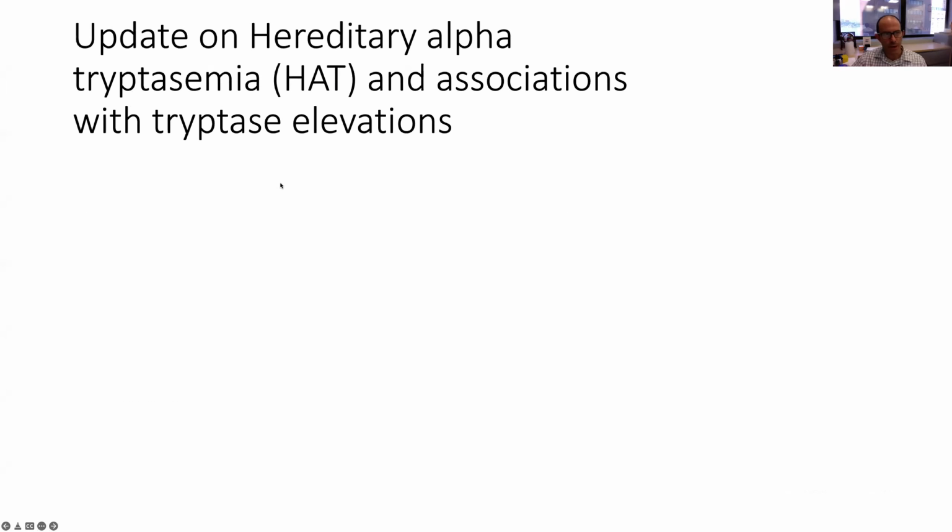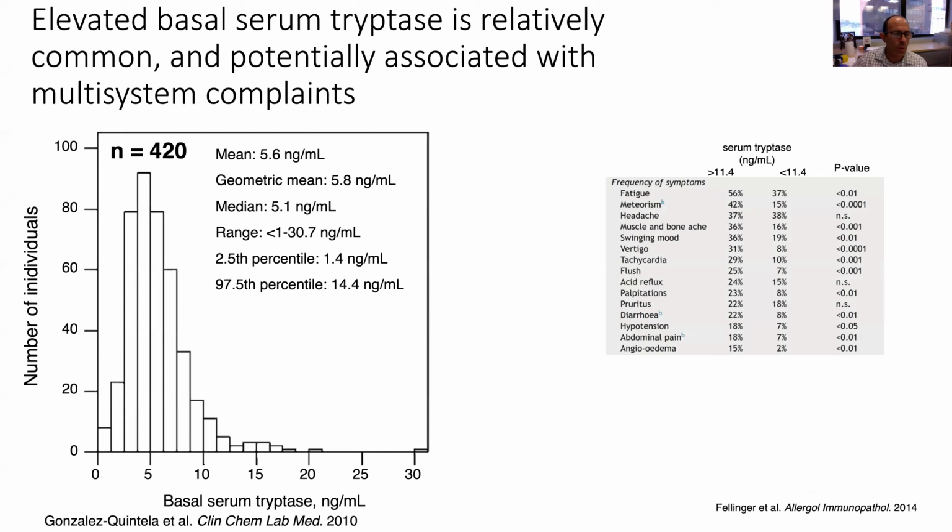So let's talk about hereditary alpha tryptasemia. We know that in population studies, the normal serum tryptase has been drawn as 11.3. That was a statistical drawing.